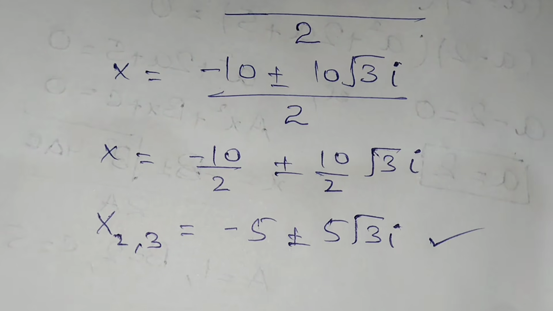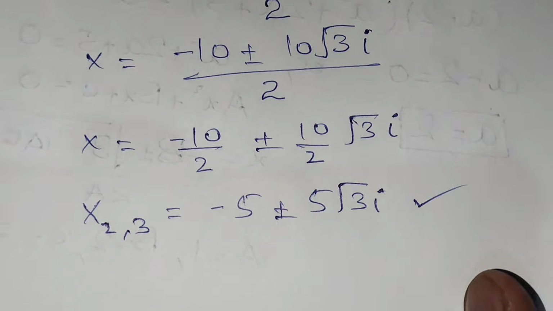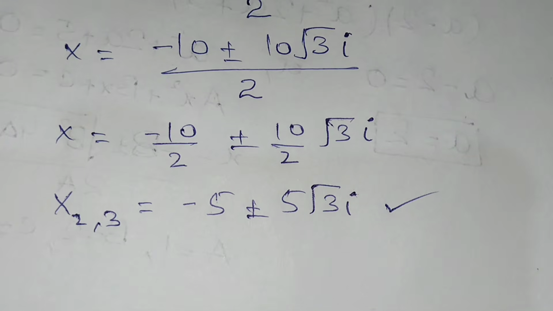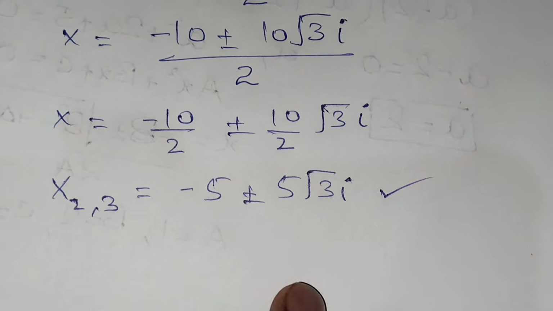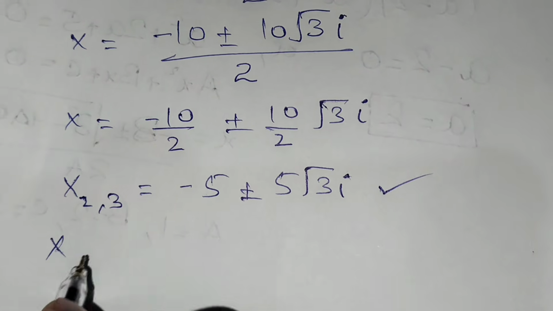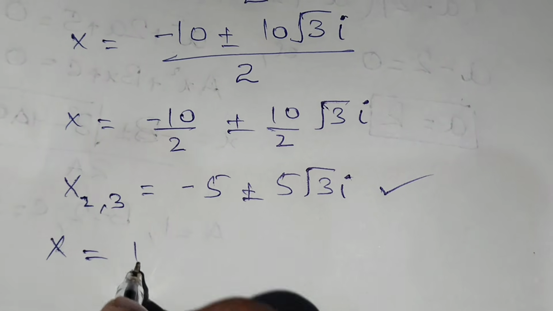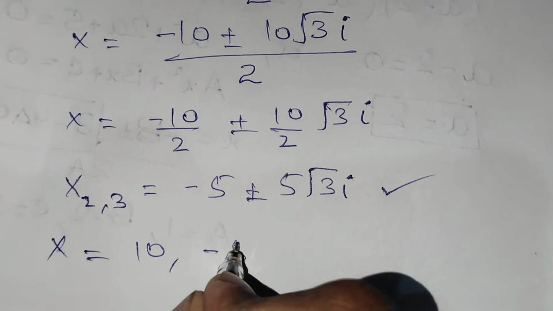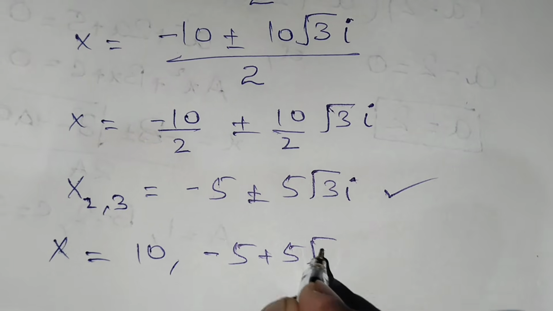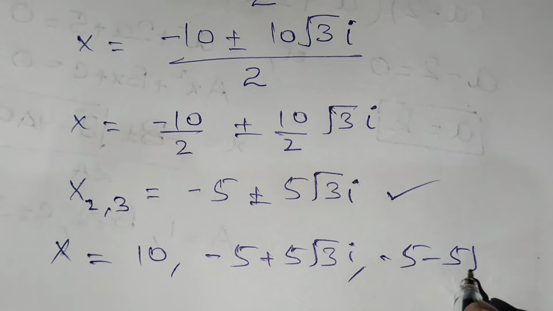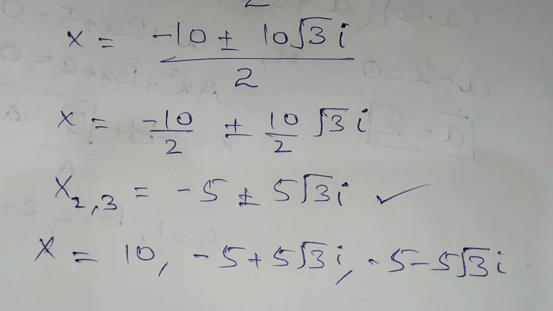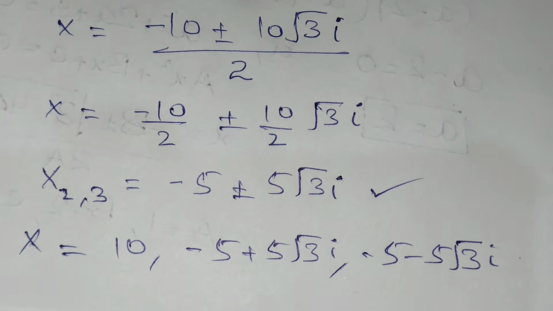By putting these values back in our given question, we can verify left hand side equal to right hand side. That is, x equals: first, the real value 10, second value minus 5 plus 5 square root 3 iota, and minus 5 minus 5 square root of 3 iota. I hope you understand this video.